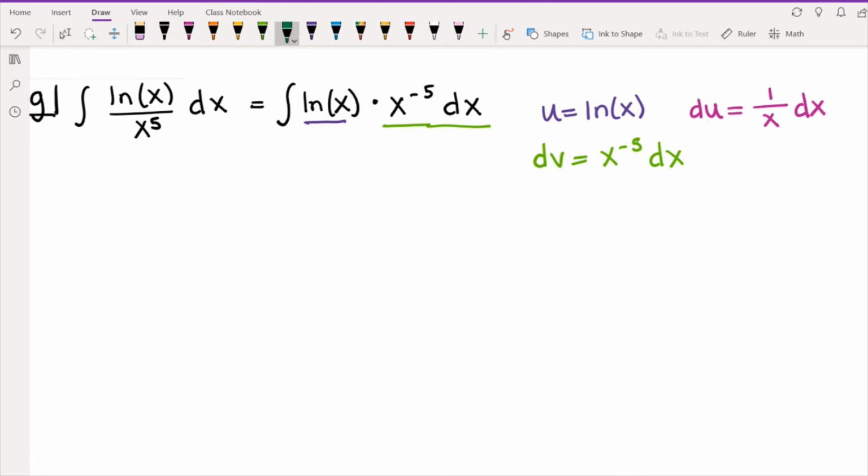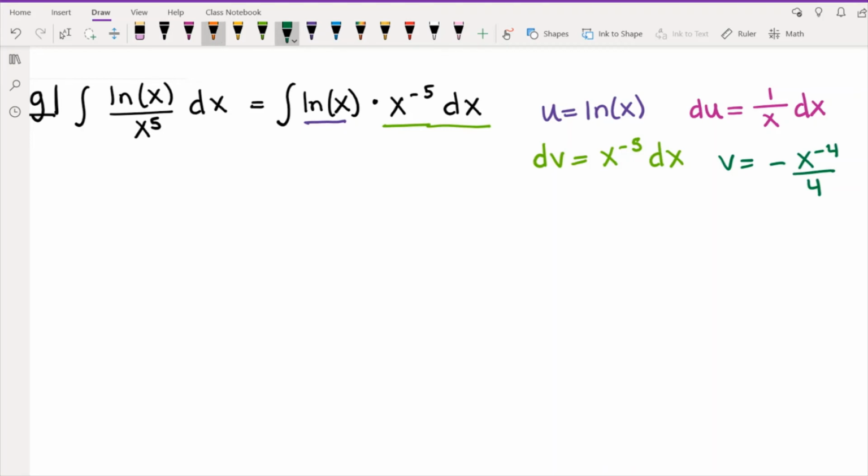And then what's the antiderivative of x to the negative 5? Well, we add 1 to the exponent, so that would give us x to the negative 4. And then we have to multiply by the reciprocal of the new exponent. I'll write it with a negative sign in front: negative x to the negative 4th over 4.